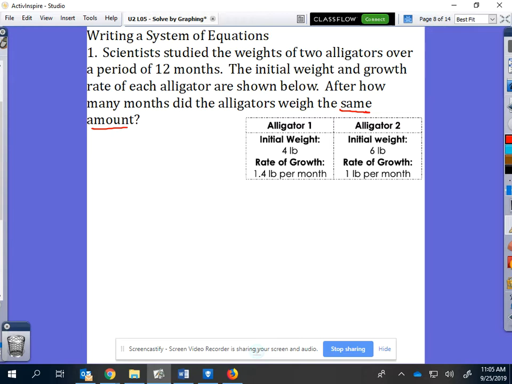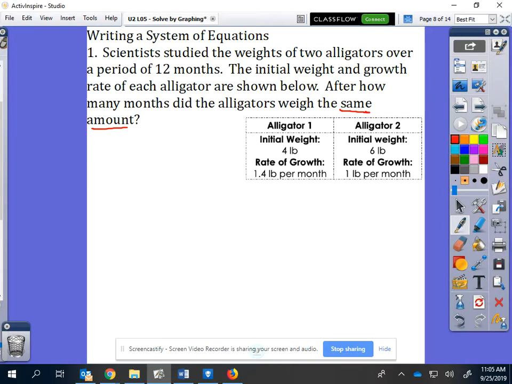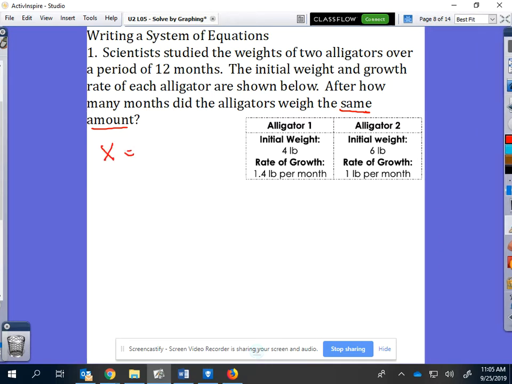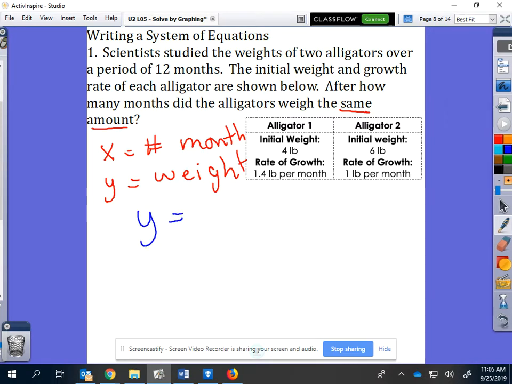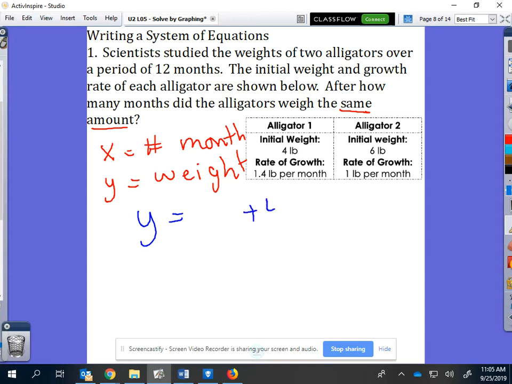So for alligator number one, x is always going to represent the number of months, because we're talking about the average rate of change per month. So this is the number of months. And y is just going to represent the weight of each alligator, for each respective one. So our first equation is going to be alligator 1. Our weight is equal to our initial weight, which is plus 4 pounds, so that's a plus 4, but our rate of growth is 1.4, so that's what gets multiplied by x. Our slope is always times x.